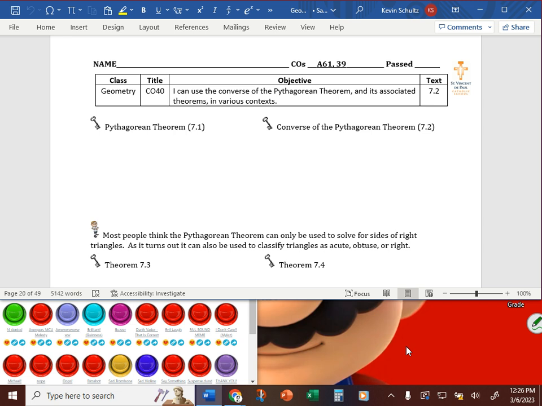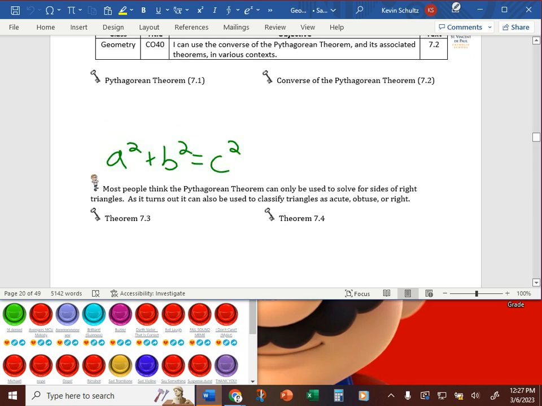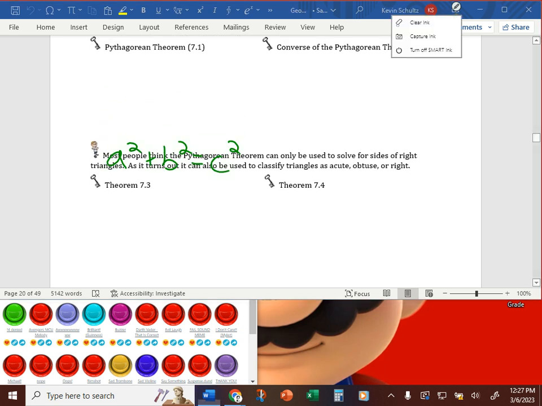So, in PO 39, we talked about the Pythagorean theorem. And the Pythagorean theorem states what? A squared plus B squared equals C squared. Now, if you remember, I actually wrote the converse of the Pythagorean theorem. And what is the converse of the Pythagorean theorem? C squared equals A squared plus B squared.